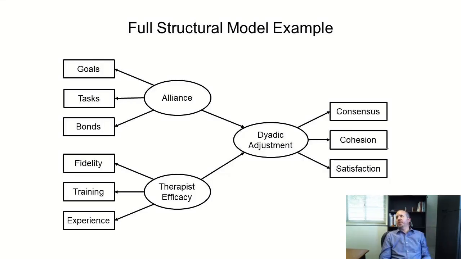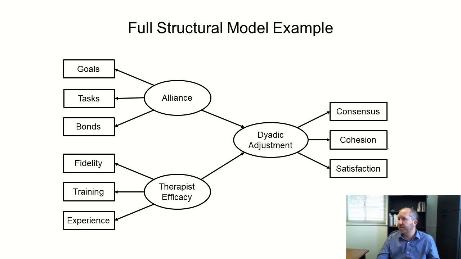So here is an example of a full structural equation model, or a full structural model. You can see here we have 3 latent constructs: therapeutic alliance, therapist efficacy, and dyadic adjustment. Therapeutic alliance is made up of goals, tasks, and bonds.